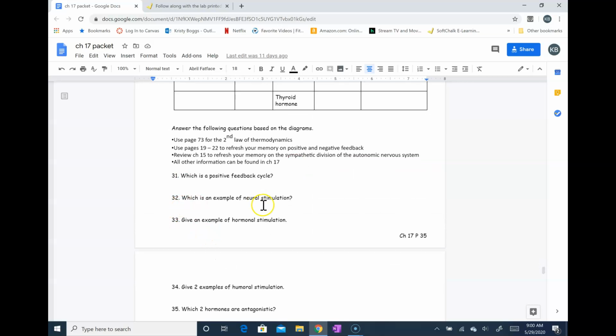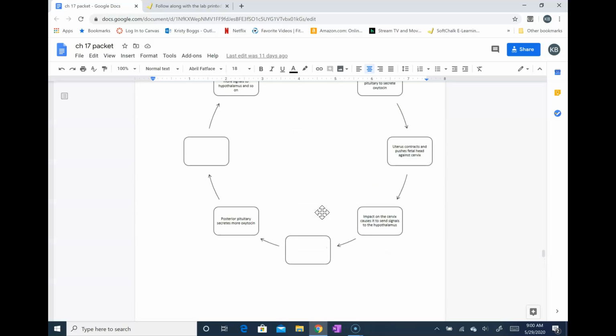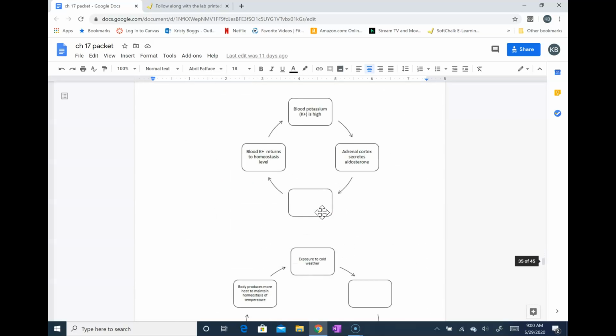Okay, which is an example of neural stimulation. If you don't know what a positive feedback cycle is or neural stimulation, that's in your book. Positive feedback goes back to Chapter 1. We learned about positive and negative feedback. Neural stimulation, that's in Chapter 17. Hormonal stimulation, that's in Chapter 17. So if you're not sure what it means by neural stimulation, read the chapter in the book. It's discussed in there. So which is an example of neural stimulation? You come back and look through these and see which one gives an example of neural stimulation.